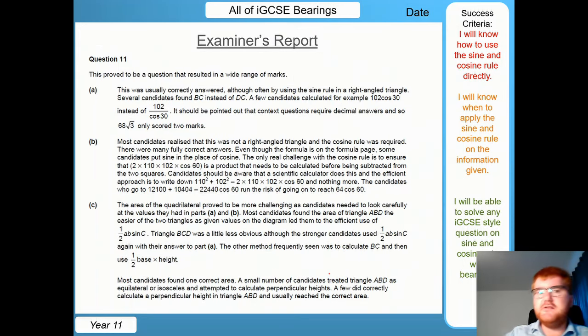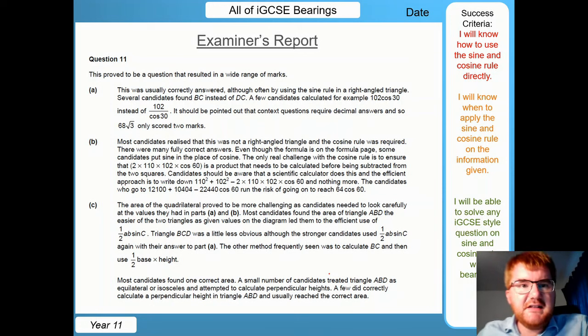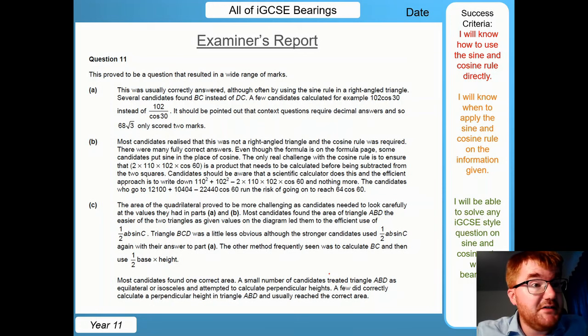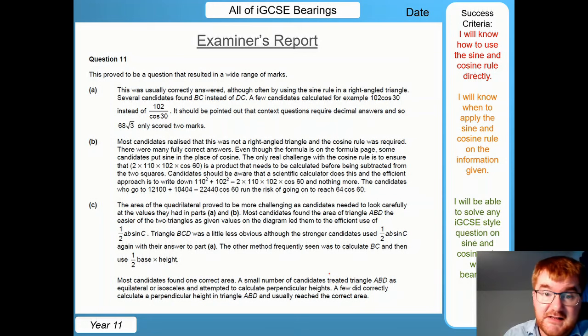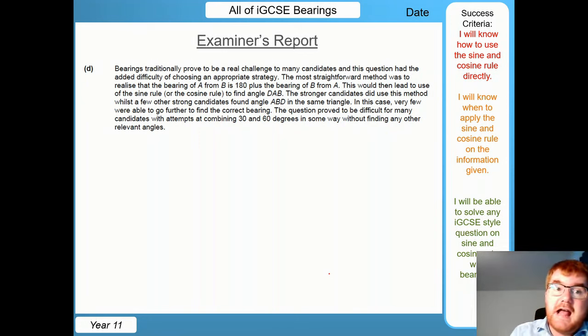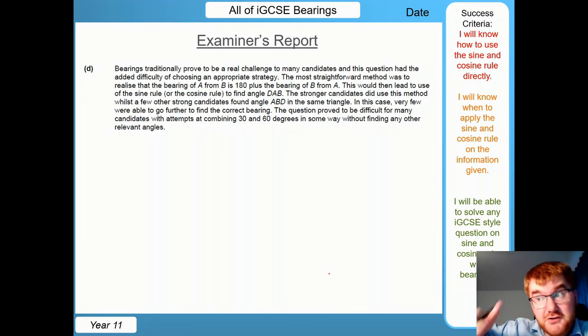Interestingly, I've also got the examiner's report here for you. So notice this was a question that got a wide range of marks. So this is a really good way of showing you're a B candidate, an A candidate, and a star candidate by getting those C and D parts correct. So I'll let you have a read of this so you can see where those typical mistakes are made. Probably the most important part here is actually part D, the bearings part, and notice you should be using this video to revise, because this is traditionally a real challenge for students to do bearings questions. So if you can do those better than other students out there, you're more likely to get those higher grades.